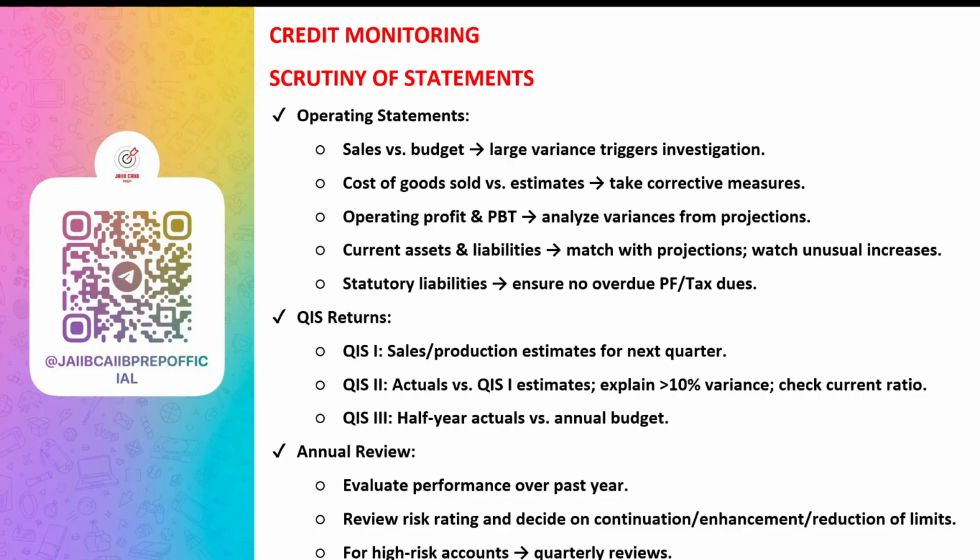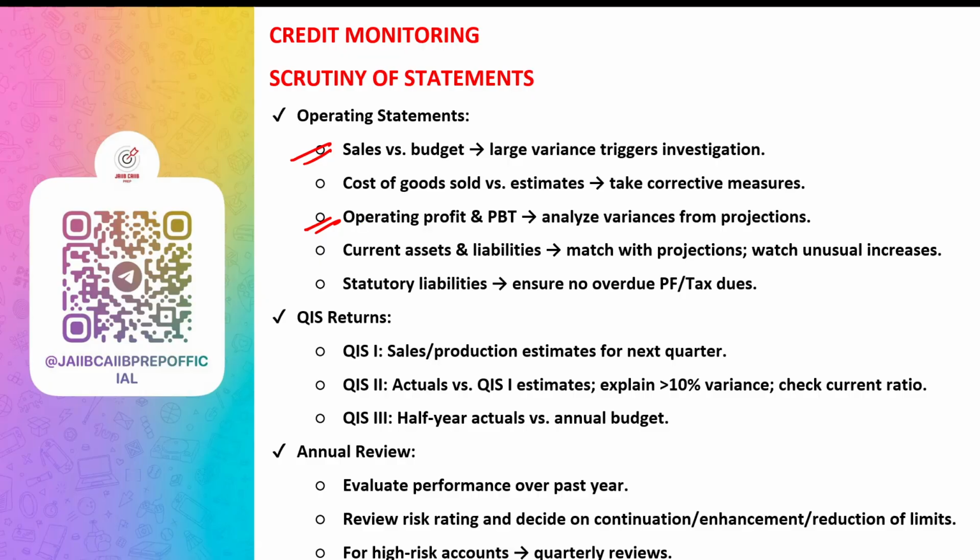We do scrutiny of statements. So banks look at sales: you compare actual sales with the budgeted sales. If there is any large deviation, then it calls for an investigation. If COGS, cost of goods sold, increases beyond estimates, you check for raw material cost change or inefficiencies. You compare the current operating profit with the previous year, and if there's a drop in profit margin, then it's a red flag.